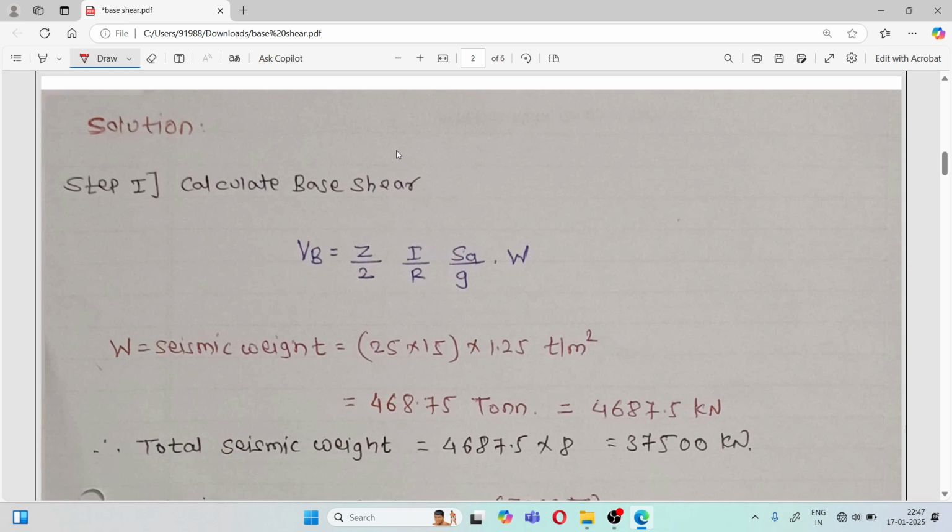Obviously, to find the drift, to find the displacement, we need to calculate the base shear, and this is a very known formula. This is our seismic weight, and this is the formula of Ah, right? So let's calculate one by one.